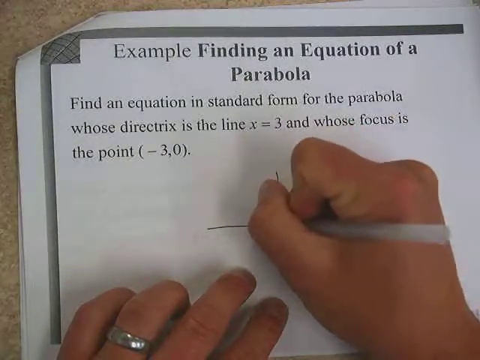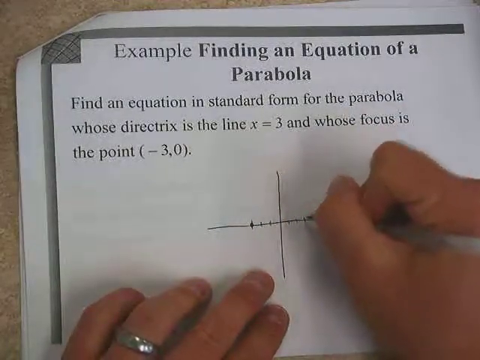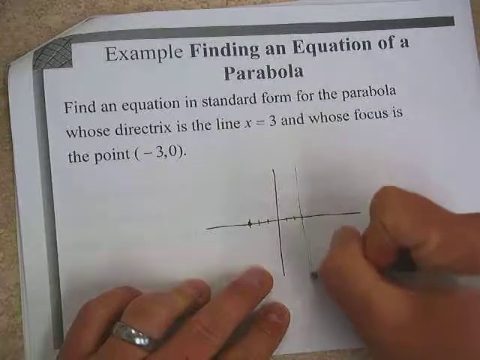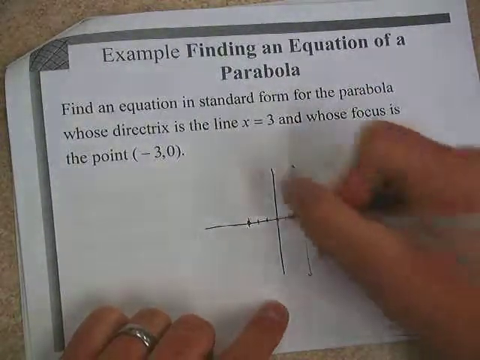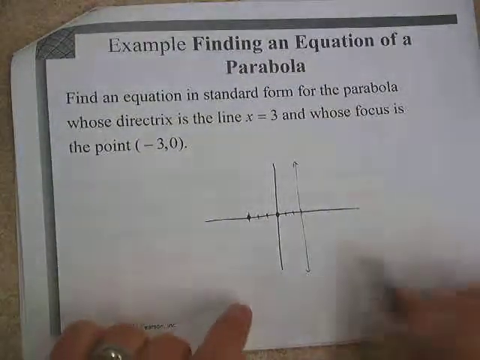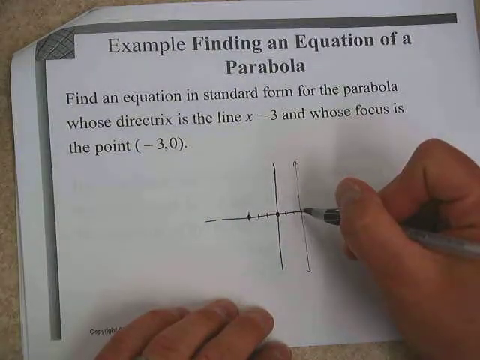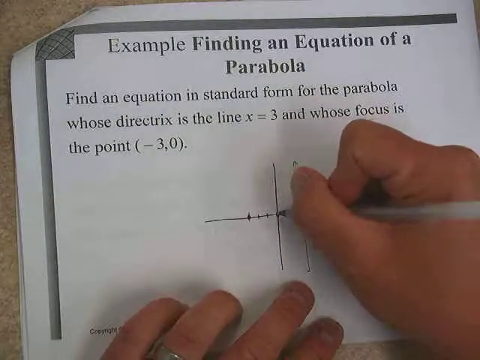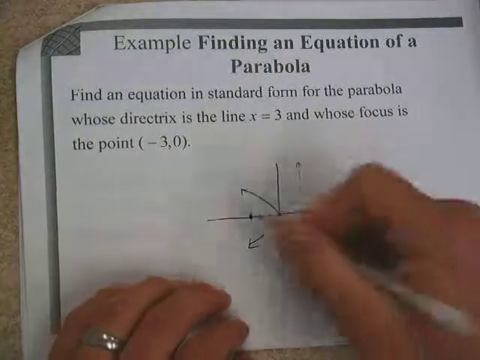What I like to do before I start any problem like this is draw a picture of the information we're given. We know that the focus is at (-3, 0), that's right there. We know that the directrix is the line x equals 3, which is right here. And automatically that tells us that the vertex is right here in the middle of those two. So we do have a parabola with its vertex at the origin.